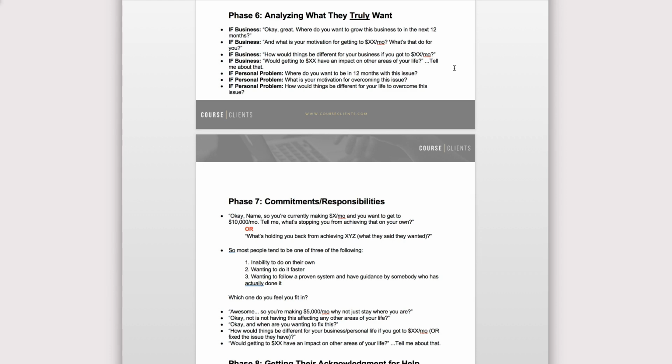And what is your motivation for overcoming this? What is your motivation for overcoming this desire to be a better salesman or a better saleswoman? How would things be different for your life to overcome this issue, whatever that issue is? And it could be anything. You could have a course on posture, literally how to have better posture. Well, how would things be different for your life if you had better posture?